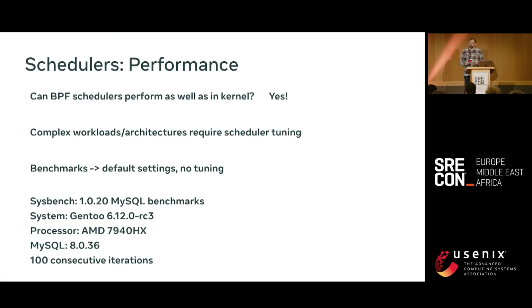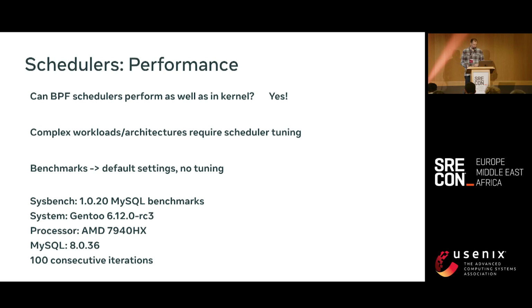So one question people always ask is, can a BPF scheduler perform as well as an in-kernel scheduler? And the answer is yes. A lot of it comes down to keeping your cache lines clean. Even if there's more overhead in running BPF as you're scheduling, if you make wrong decisions, it's actually just as bad as the overhead of running BPF. And we find that with really complex workloads and architectures, you can actually get good performance gains.